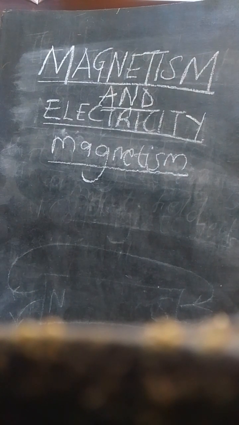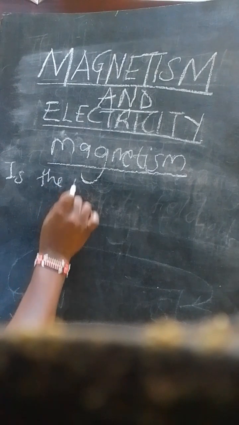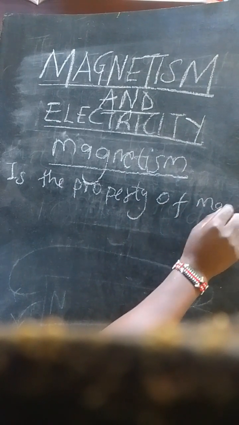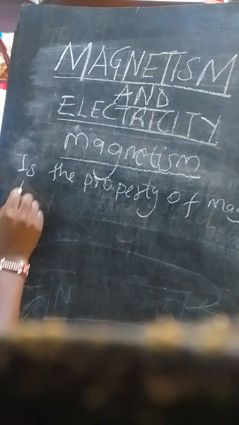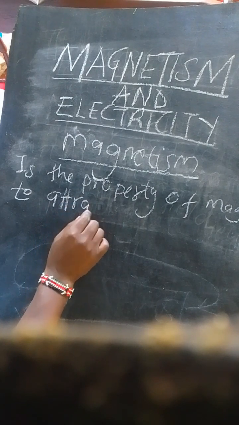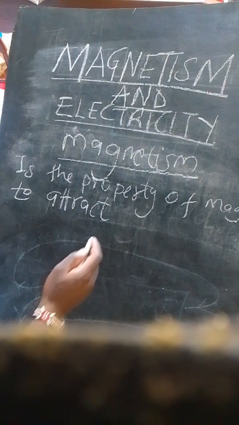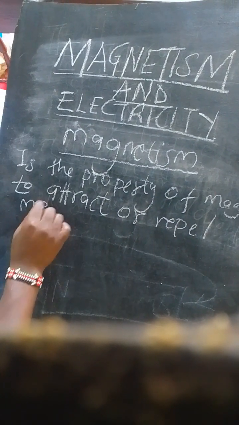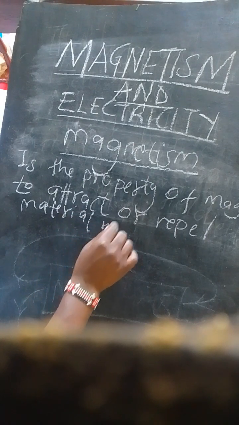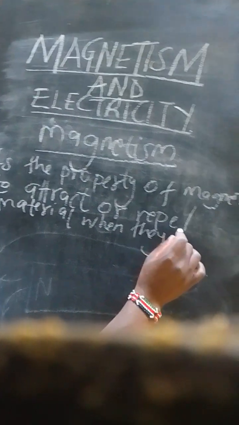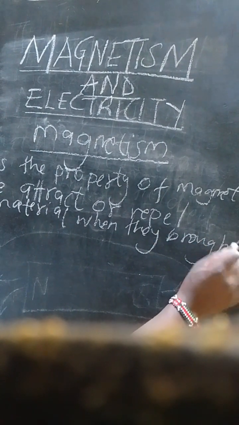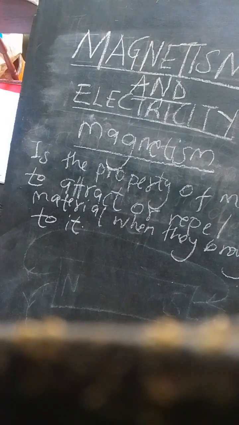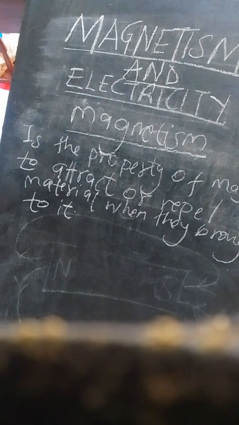And I'm going to define what magnetism is. Magnetism is the property of a magnet to attract or repel materials when they are brought to it.